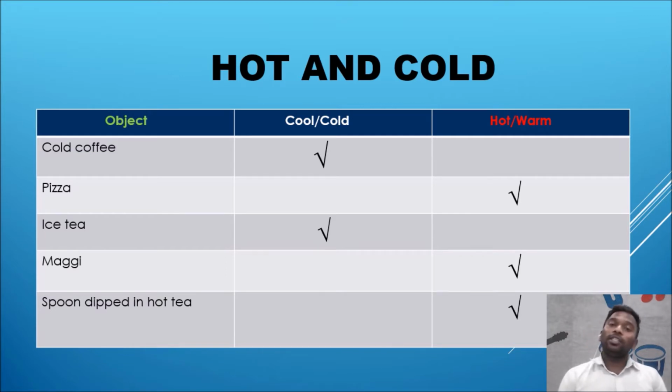Depending upon its heat as well as temperature, we can decide that some of the objects are hot as well as some of the objects are cold. This is a way we can differentiate hot objects as well as cold objects.